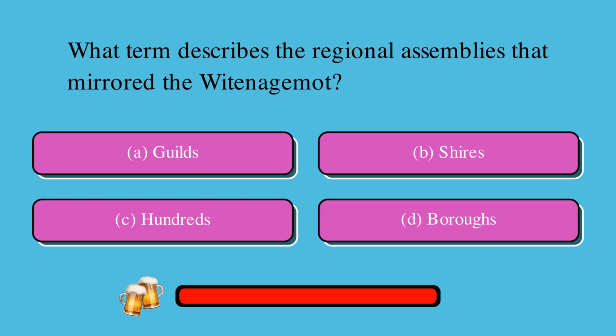What term describes the regional assemblies that mirrored the Witenagemot? Is it A, guilds, B, shires, C, hundreds, or D, boroughs? The correct answer is C, hundreds.